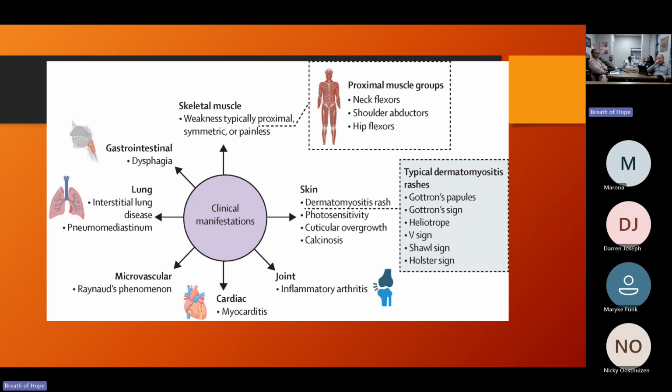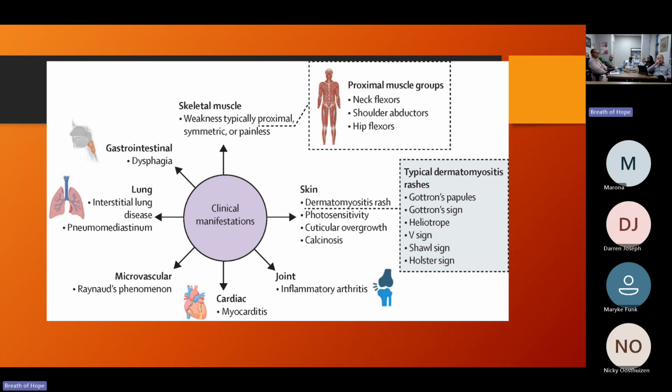Shawl sign, which is like a cape going down the back, from the neck down along the back. And then the holster sign, which is along the side of the leg in the position of a holster of a gun. All right, but we do have other ones. We've got the sleeve sign, which runs down the arm as well. And often we get, as I mentioned before, the ulcerations which occur on the extensor surfaces.